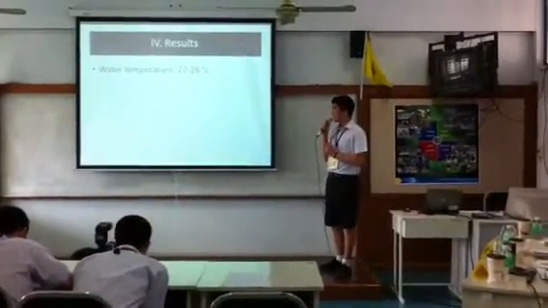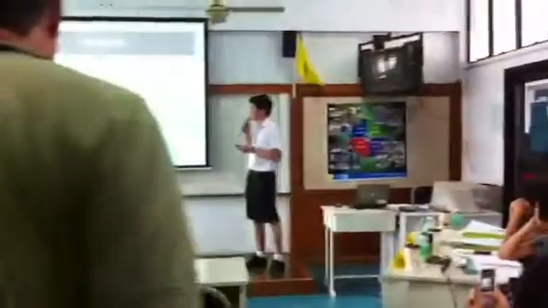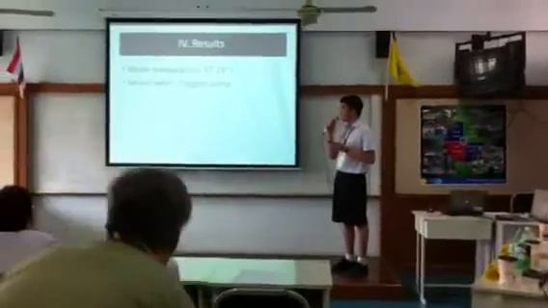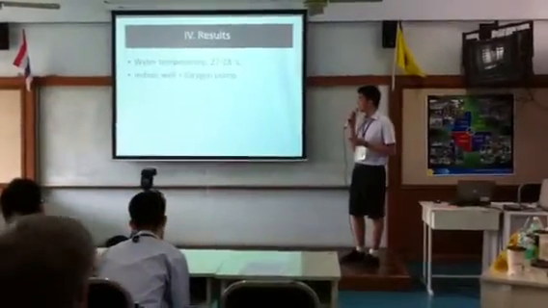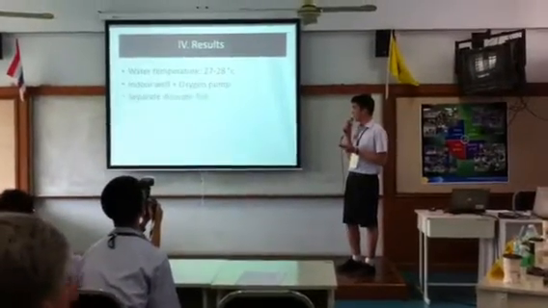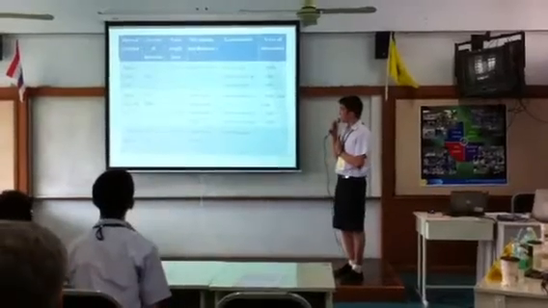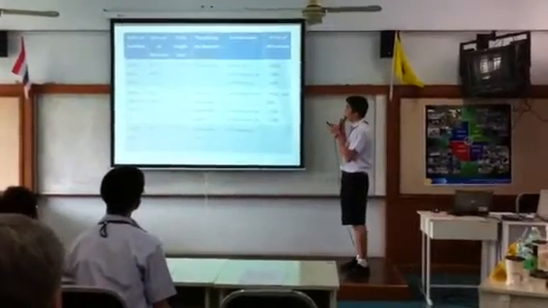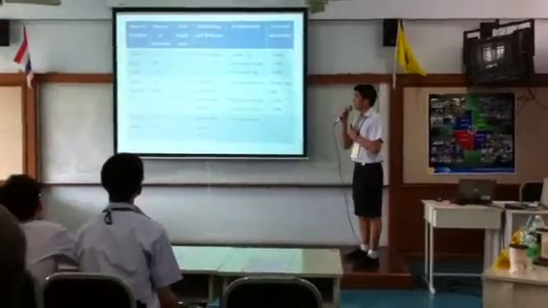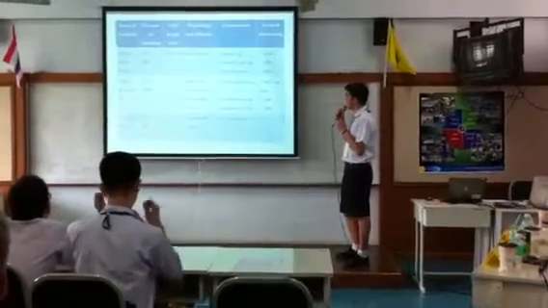The results. General data: our water temperature is around 27 to 28 degrees Celsius, and the fish are in an indoor well with an oxygen pump. And we separate the disordered fish to study. The results show that fish from Khon farm have a percent of infection at 60%, and the morphology is much mucus.